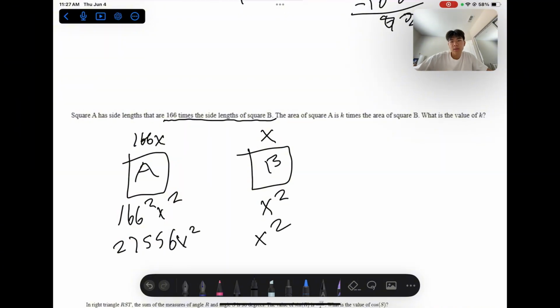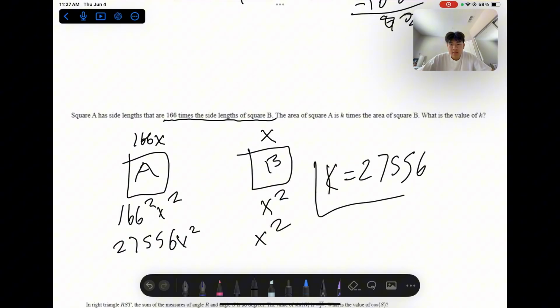And then the area of square A is k times the area of square B. So then what is k? Well, k is just 27,556. That's how you get your answer. I mean, this question, you would think that you don't really have to draw it that much because you could probably just do it in your head. But I think for most people, it's better if you draw it out. It just makes the problem simpler.